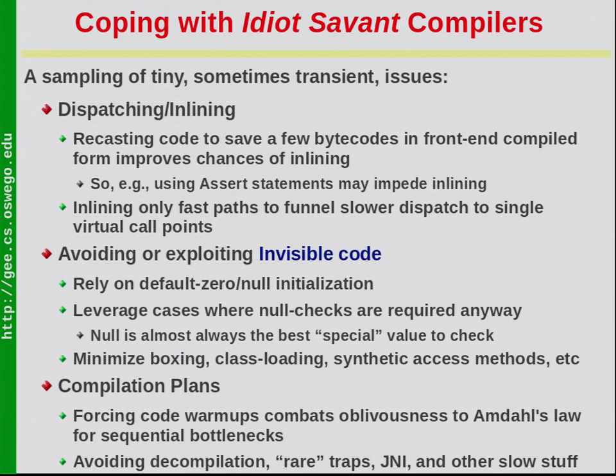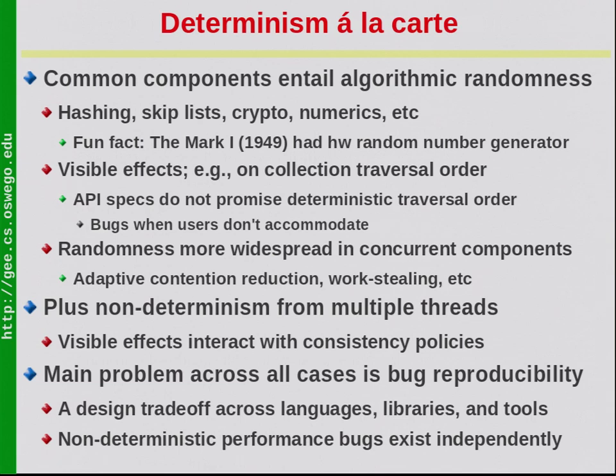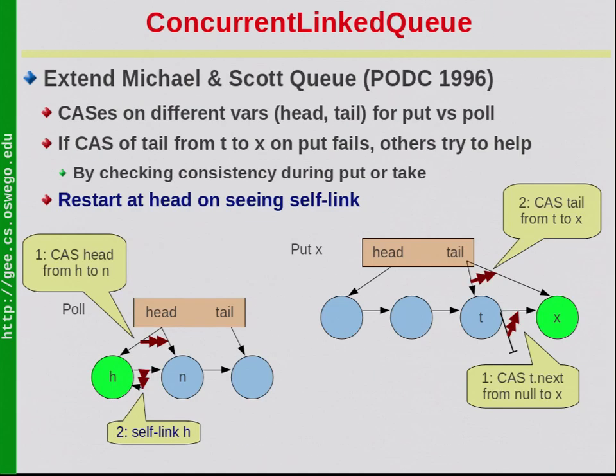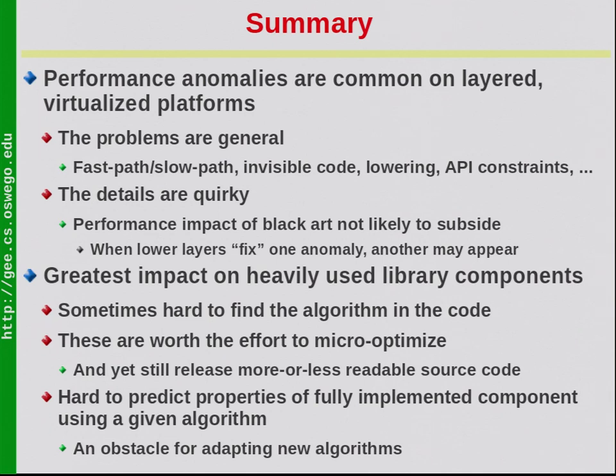Relying on invisible code: if you know that null checks are going to be inserted anyway, rely on null checks. Every special check should be a null check, because a null check's there anyway. Anytime you want a special condition, it better be a null check, because it's the only good one that doesn't hurt performance. Boxing, oh my god, I hate boxing. Class loading appearing at mysterious times, wow. Stories I could tell. Compilation plan: the order that your code is compiled can matter. It does. All right, I'm going to stop there because I have to.